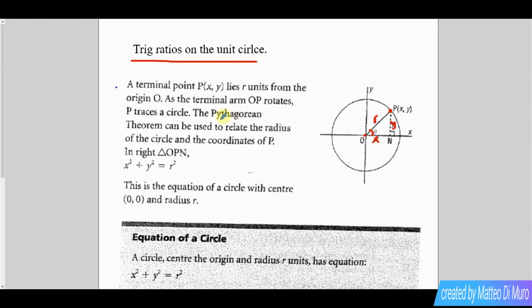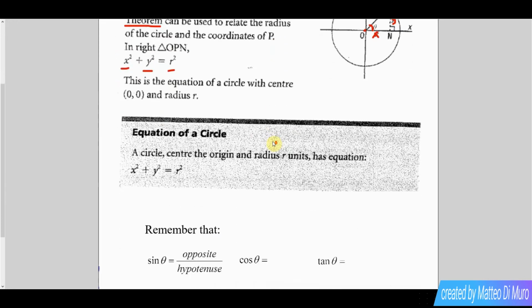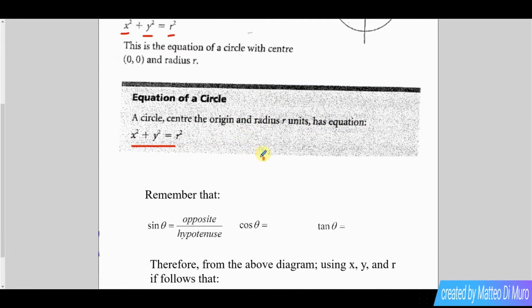You're actually familiar with the Pythagorean theorem, or I hope you are if you're in grade 12 pre-calc by now. And you can find r by doing x squared plus y squared equals r squared. So it looks a little different, but that is our Pythagorean theorem. That also happens to be the equation of a circle that's centered on the origin and has a radius of r units. So there it is.